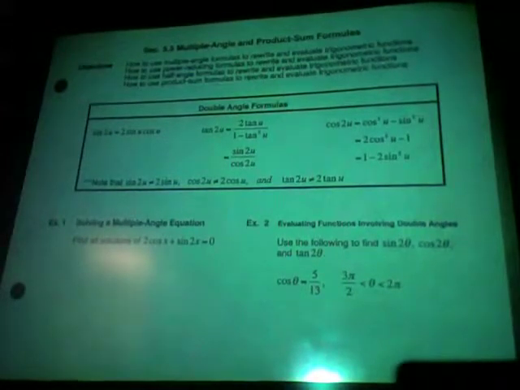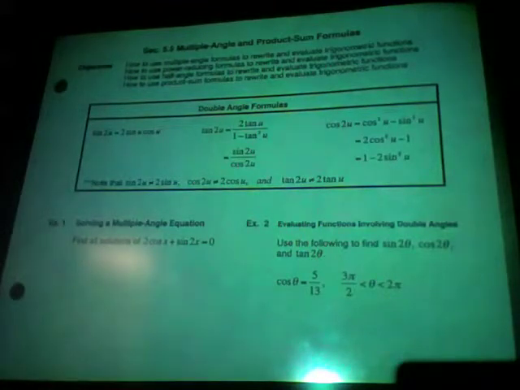All right, so 5-5. Shh. Remember, I'm sick. Ladies and gentlemen, you're not talking. I can't yell over you. 5-5 is the last section, chapter 5.